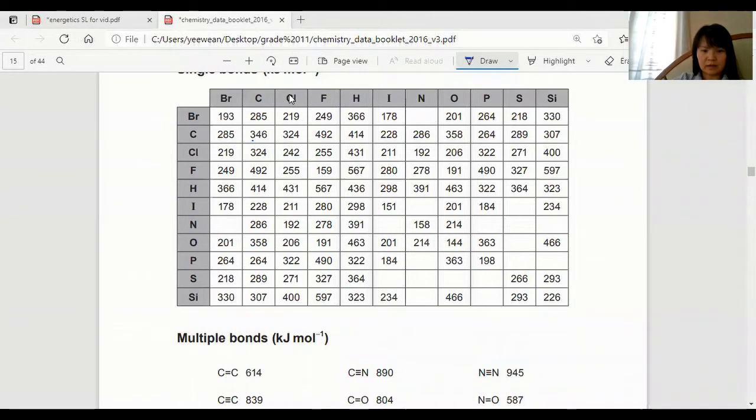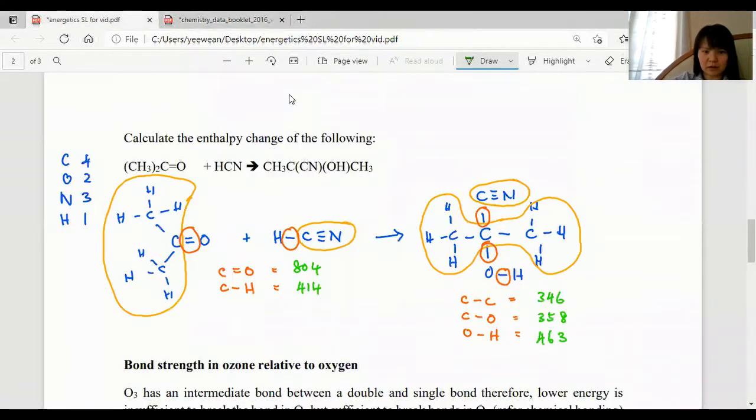So we need the C double bond O. We need a C single bond O. We need a C single bond C. We need O-H. And the C single bond H. So I put the values here.